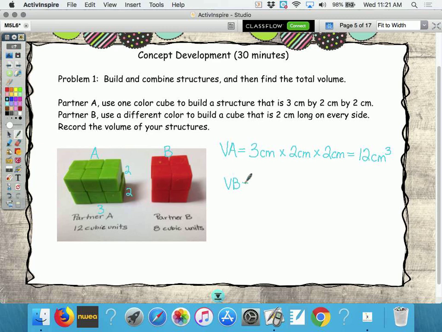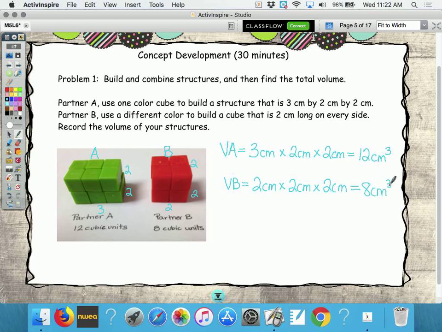And you should be writing this right along with me, okay? This one was 2 by 2 by 2, correct? So that's a cube, isn't it? And the volume, do you remember what the volume was? 8. Okay.